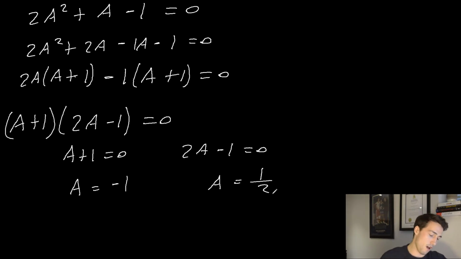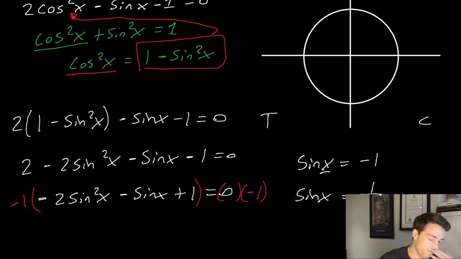Now we resubstitute what our a value really is, which is sine of x. So sine of x is equal to negative 1, and sine of x is equal to positive 1/2. So what we're going to do is rotate an angle from the origin on this unit circle, all the way around, to where sine is negative 1. At this angle right here, which is 3 pi over 2, sine of 3 pi over 2 will equal negative 1. So we know that one of our x values is 3 pi over 2.